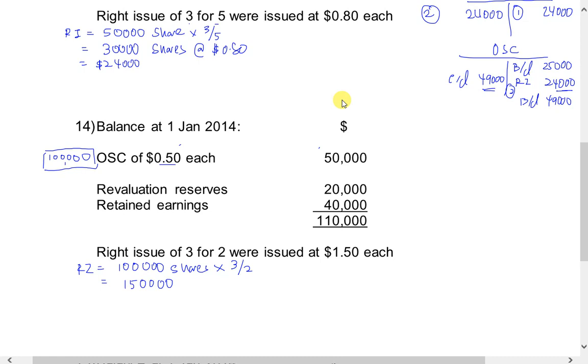The company is going to issue 150,000 shares at $1.50 each. So total will be 225.